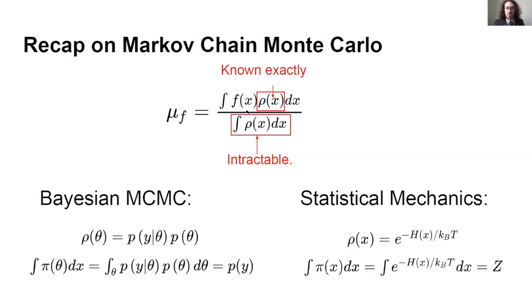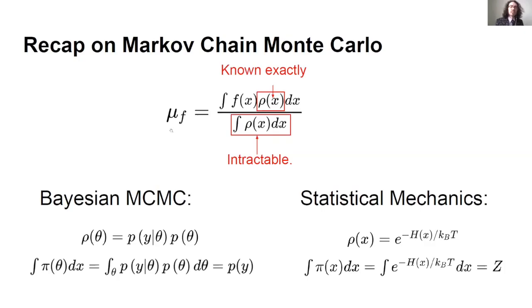So for instance, here, we had a question last time about the evidence. The evidence is the denominator here. And unfortunately, for most complex Bayesian models, we can't evaluate this directly. So we would instead only be able to evaluate expectations up to a normalization constant.